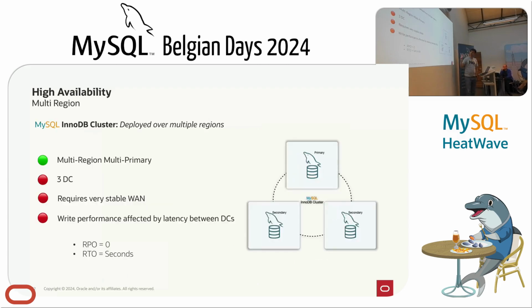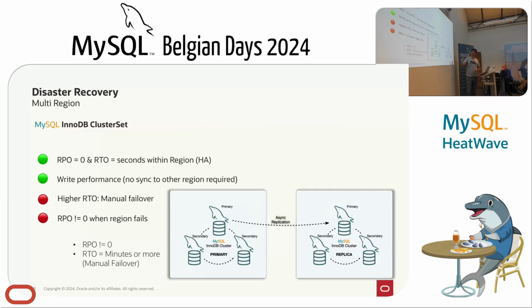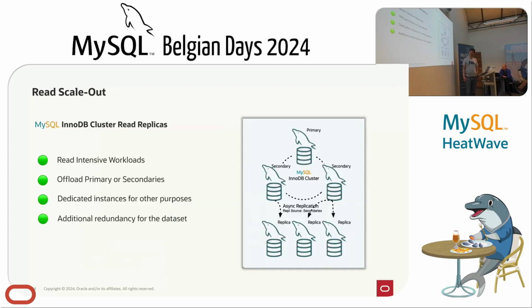Like someone was saying, you can deploy a cluster across multiple regions. You need a very stable network, otherwise group replication will get unstable and there will be suspicions that members are not responding. They can be evicted from the cluster, so the solution is tough, not really recommended. For multi-region, the ClusterSet is the way to go. And finally, read replicas, the solution for read scale-out. If you want to offload primaries or secondaries from read traffic, you can have read replicas and scale out, and this is good for read-intensive workloads.